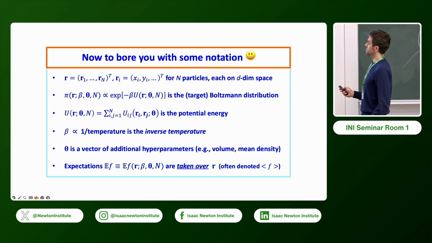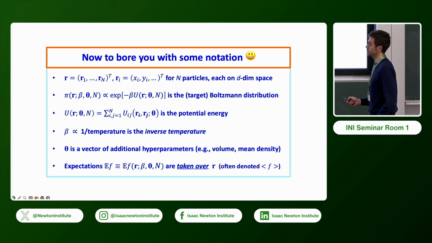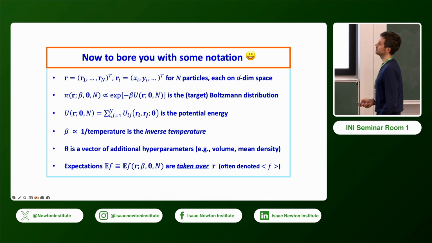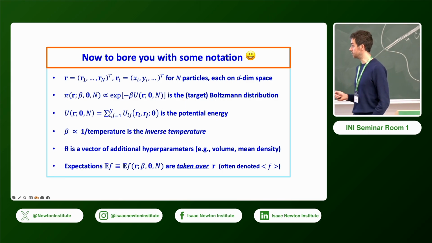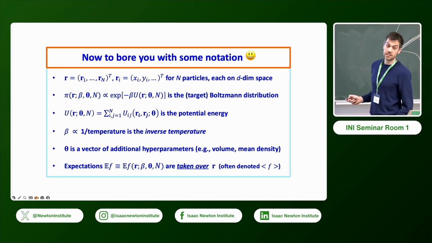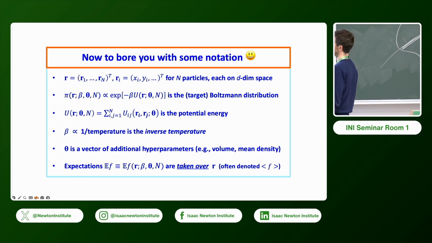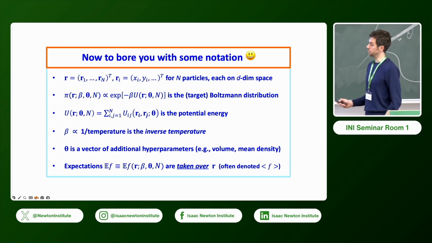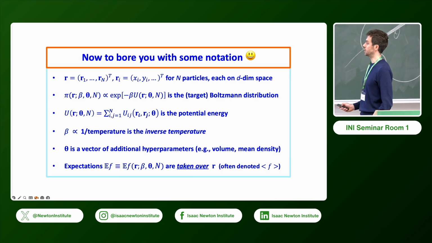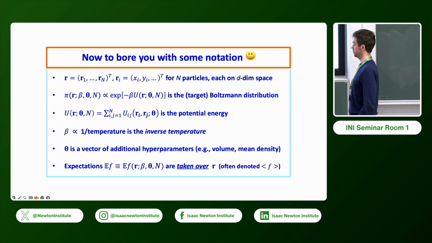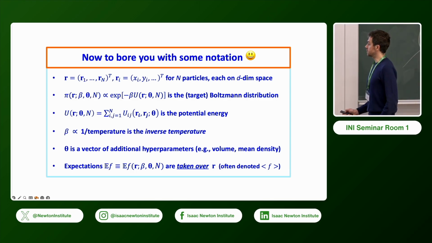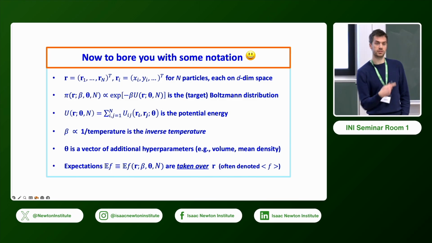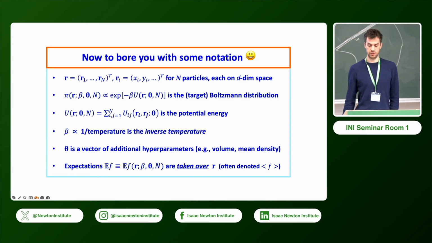Pi is our target distribution. It's the Boltzmann distribution proportional to e to the minus beta U. We use the potential. You've all seen this sort of stuff before. The important thing in statistical physics is that this potential U, which isn't necessarily the structure that you always see outside of statistical physics, is typically a sum over pairwise particle interactions. So for all the n particles, you have the two-particle interactions, and this gives you your total potential energy. Beta is the inverse temperature. Theta is a vector of additional hyperparameters. This might be the volume, the mean density, etc. And then expectations are taken over R, and beta, theta, n are just constant hyperparameters, which we set, and then we study these expectations as functions of the hyperparameters, typically.